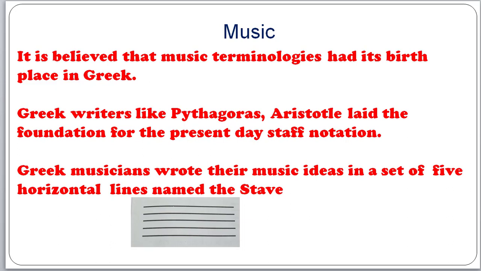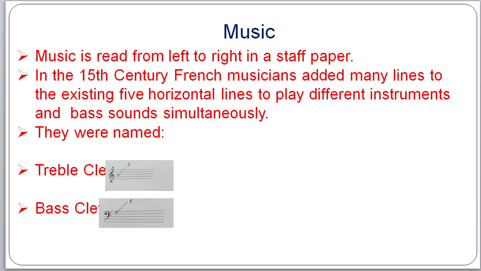It is believed that music terminologies had its birthplace in Greek. Greek writers like Pythagoras, Aristotle laid the foundation for the present day Stave notation. Greek musicians wrote their music ideas in a set of 5 horizontal lines named Stave. This is the figure. There are 5 lines, 1, 2, 3, 4, 5. Music ideas are always read from left to right, like any language, like our English or Tamil language.